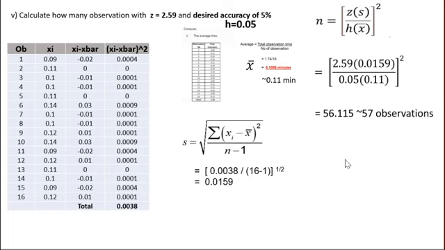Okay, that's all for the question. So I hope you understand how to find the S.